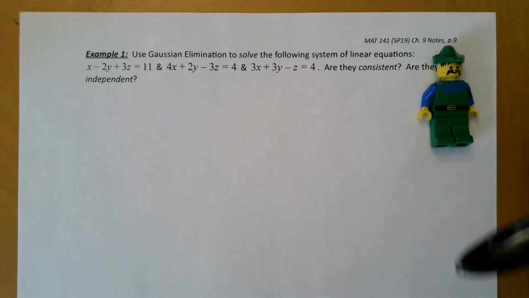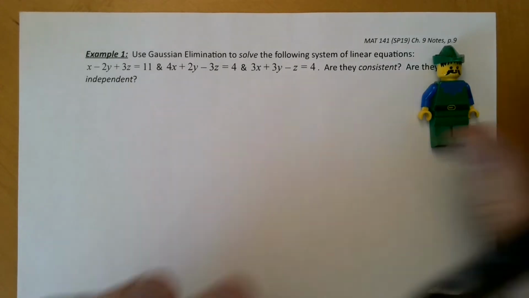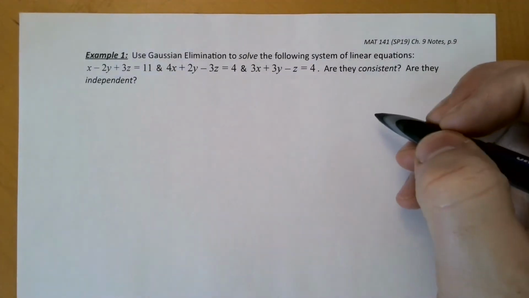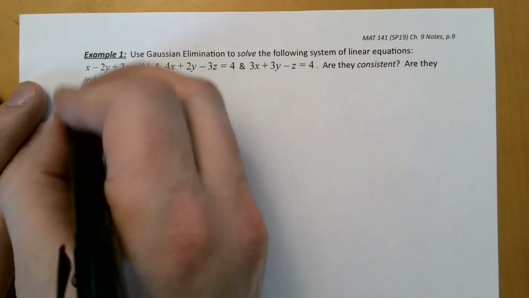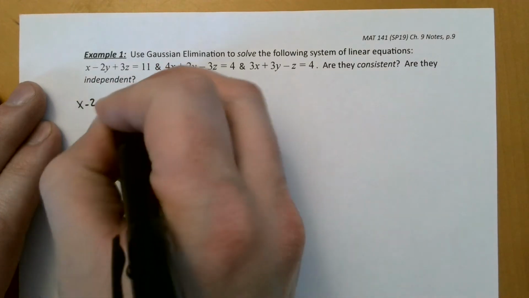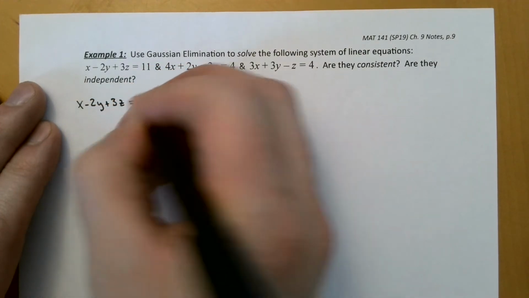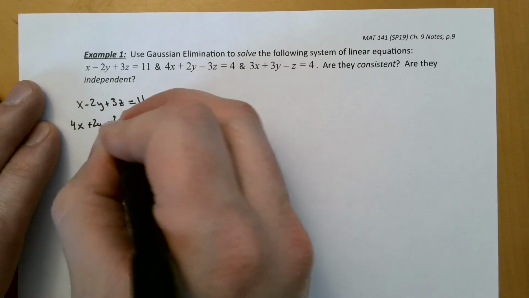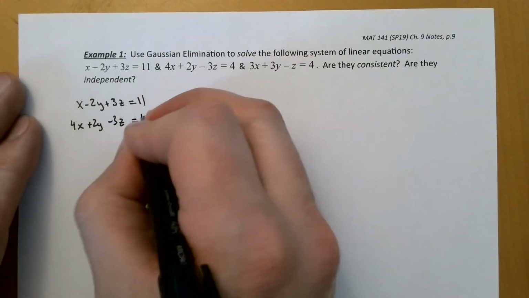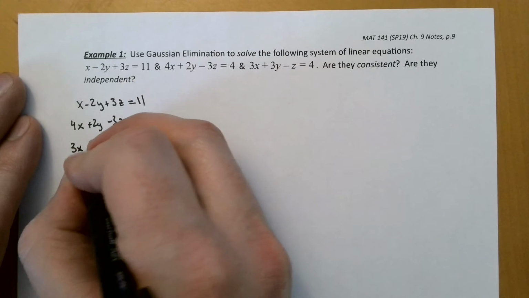So we're going to do Gaussian elimination from top to finish. And then we're going to answer the question, are these things consistent and are they independent? So I think the first thing I'm going to do is rewrite each equation in a vertical fashion, lining up the x's and y's and z's.